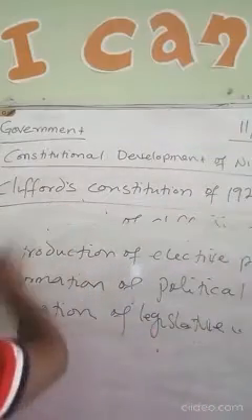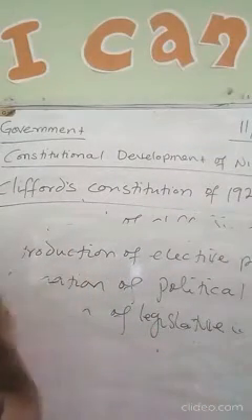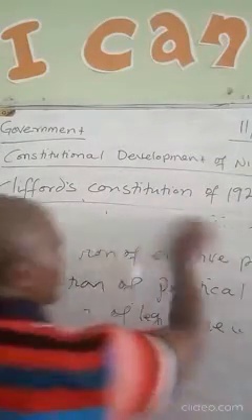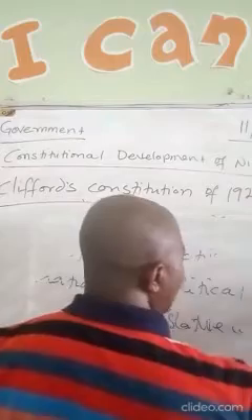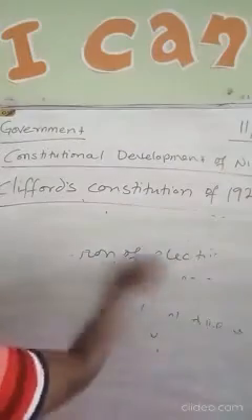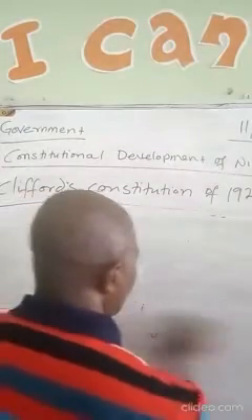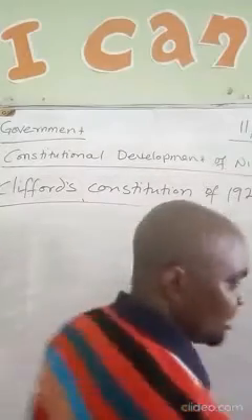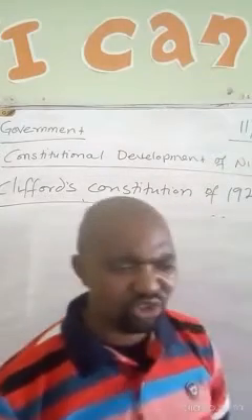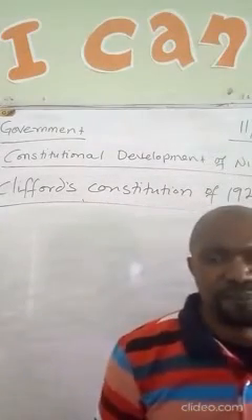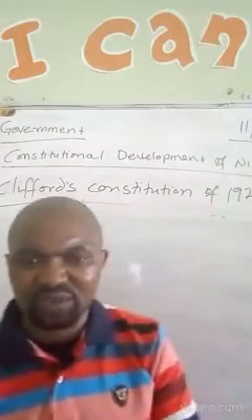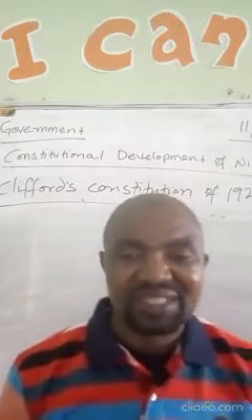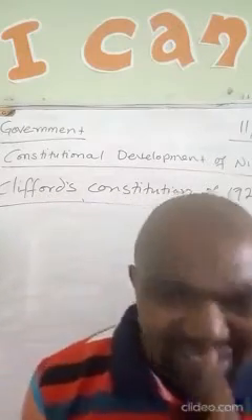Then the Constitution also has weaknesses or defaults or disadvantages or demerits, whichever one you call it. So what are the disadvantages of this Constitution? What are the weaknesses of Clifford's Constitution? One, it promotes sectionalism.